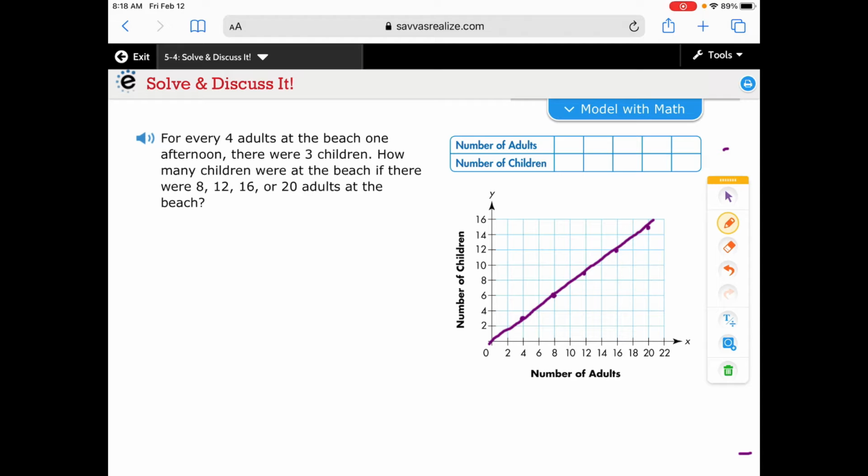So for our chart, 4 adults, 3 children. 8 adults, all right, well, we double this, that's 6. 12 adults, that means we tripled it, so that's 9. 20 adults, all right, that would be by 5, so that's 15. And then we could also go with 6. 6 times 4 is 24. 6 times 3 is 18, as we continue on. All right, fill that in for the page.